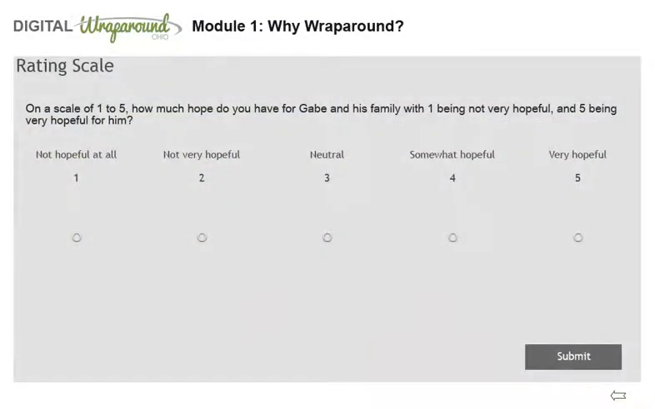Listening to this and the added details of Gabe's story, how does it alter your view of Gabe and the possibilities he and his family have? Knowing how they have dealt with adversity in the past, what strengths do you see? What are factors that contribute to this resilience? Again, on a scale of 1 to 5, how much hope do you have for Gabe and his family, with 1 being not at all hopeful and 5 being very hopeful for him?